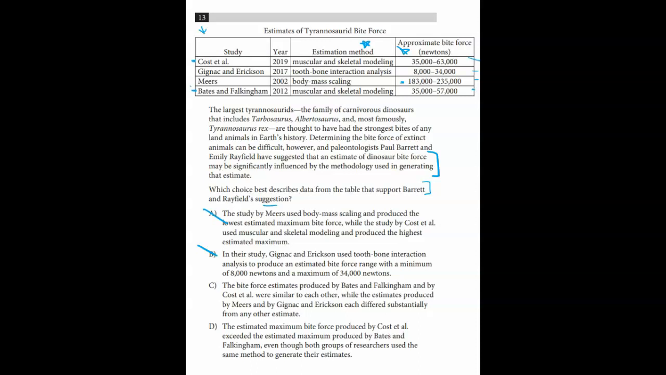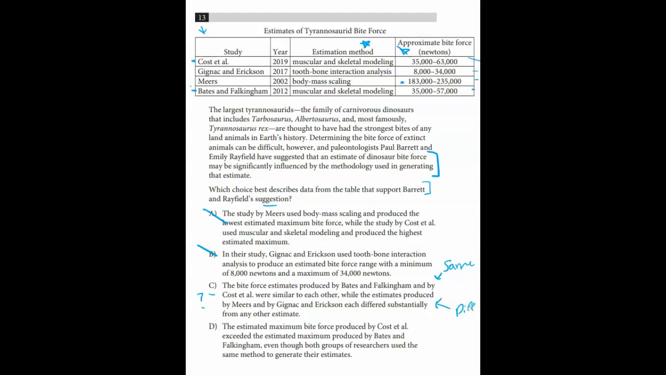The bite force estimates produced by Bates and Falkingham and by Costal were similar to each other, while the estimates produced by Mearsing, Kignac, and Erickson each differed substantially from any other estimate. Yeah, I don't love it, but it does support their claim that two methodologies that were the same produced the same result, and the ones that were different produced different results.